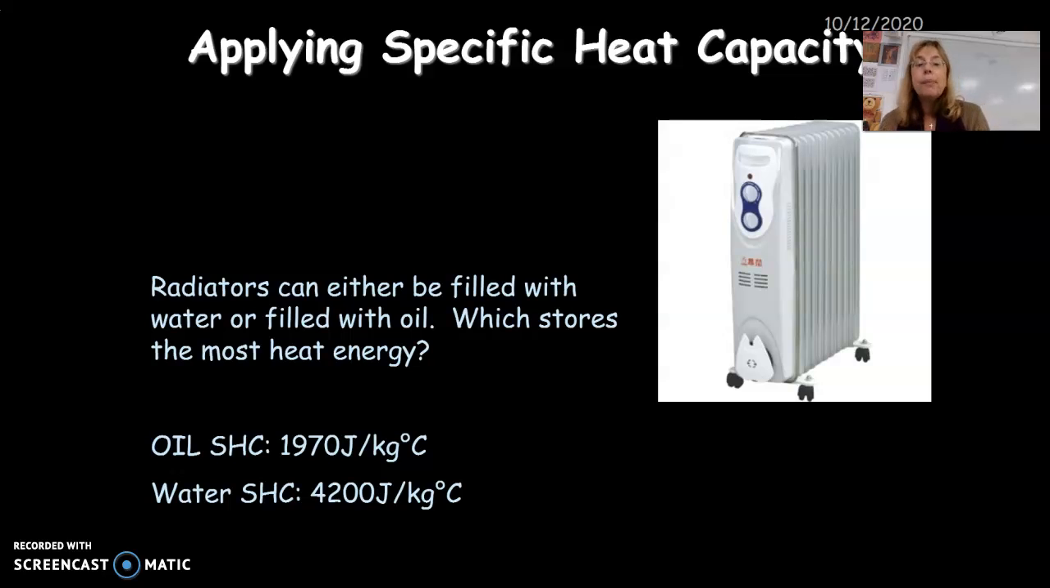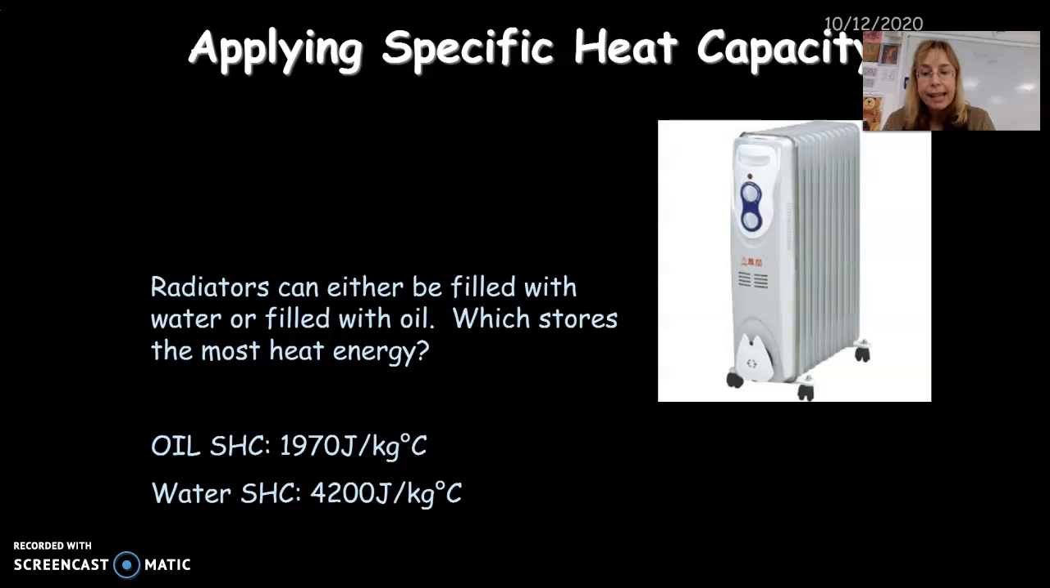Sometimes we have heaters that have water stored in them, and sometimes we have heaters with oil in them. And it says here, which stores the most energy? Well, what we know is that different materials store different amounts of heat energy. That's the specific heat capacity. So if you look at the specific heat capacity for oil here, it's 1,970 joules per kilogram degrees Celsius.